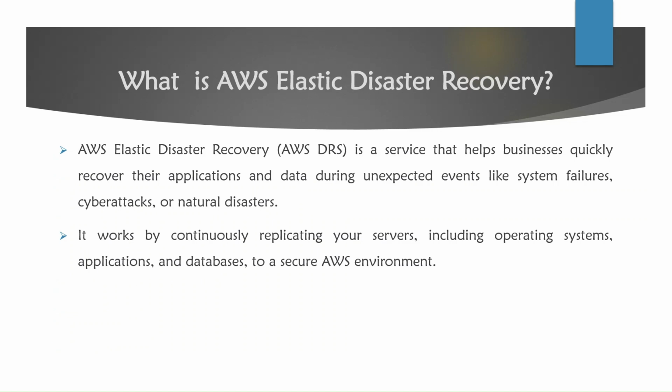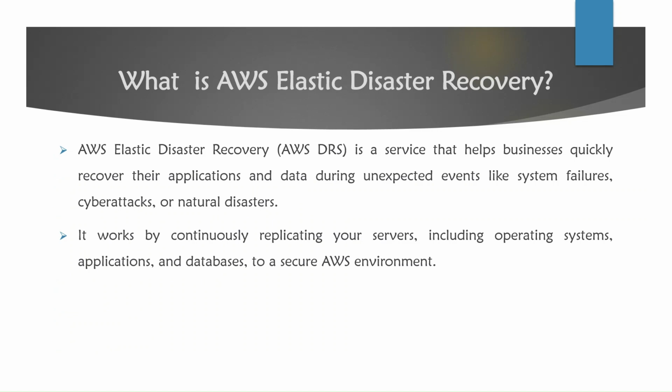AWS Elastic Disaster Recovery is a service that helps business quickly recover their applications and data during unexpected events like system failures, cyber attacks, or a natural disaster. It works by continuously replicating your servers, including operating systems, applications, and databases to secure our AWS environment.